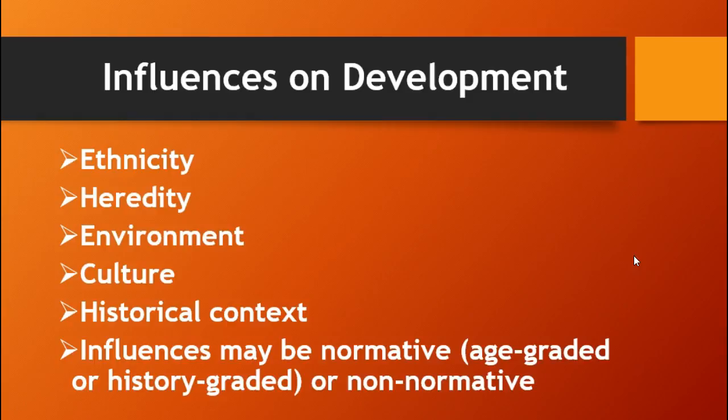We'll talk about ethnicity, how you define it, and what part ethnicity plays in development. Heredity, where we will talk about genes and genetics. Environment, how important that is. Culture, we'll define culture and see how it influences development in different countries. Then we'll talk about the historical context. And influences may be normative, which are age graded or history graded, and we will talk about what that means, or non-normative, and we'll talk about what that means as well.